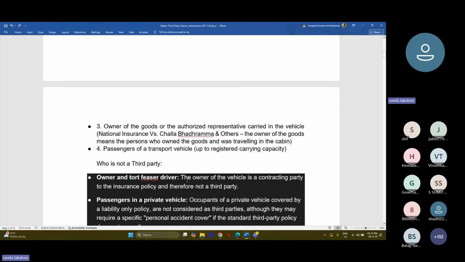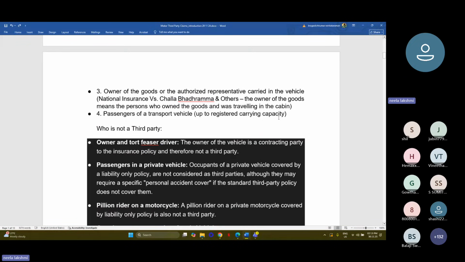Next one is the owner of goods or the authorized representatives carried in the vehicle. Okay, the owner of the goods or authorized representatives carried in the vehicle, as per National Insurance versus Chellabhadramma and others. Based on the judgment, the owners of the goods carried therein, the authorized representative of the owner of the goods are also becoming third parties. Okay. For that only we are collecting NFPP premium, non-fare paying passenger premium. If the premium is collected, the owner of the goods, authorized representatives are also covered as third parties.